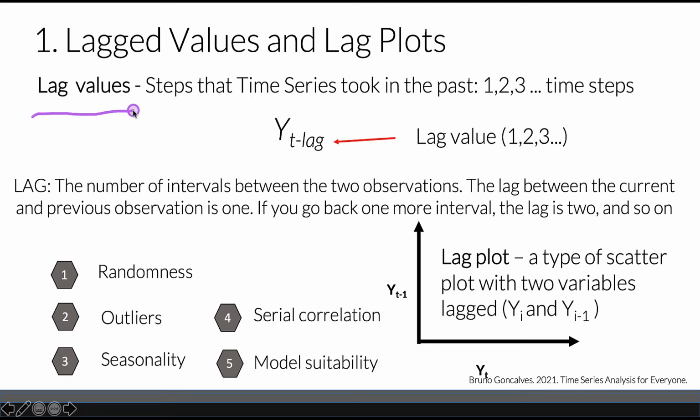And lag is the number of intervals between two observations. So the lag between the current and previous observation is just 1. And if you go back one more interval, the lag is 2, and so on. And lag plot is a very useful plot to explore this type of relationship between each observation.